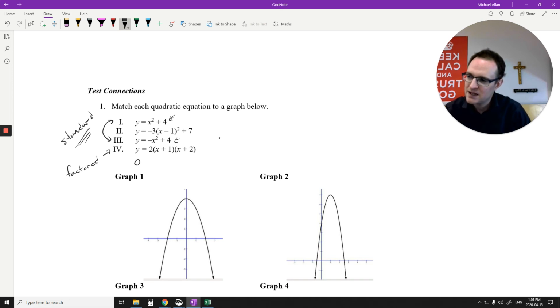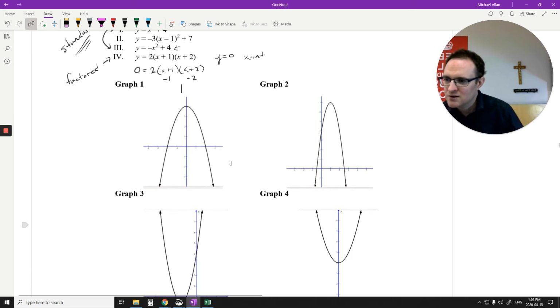Factored form is really useful because if I make y equal to 0, like we did in previous classes, I can figure out what would make this equal to 0. Remember, if I make y equal to 0, I'm finding my x-intercepts. If I make y equal to 0 and it's in factored form, -1 would make this 0 and -2 would make this 0. So those are my 2 x-intercepts.